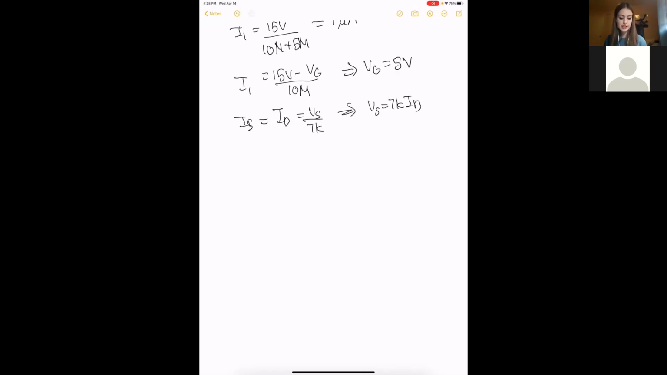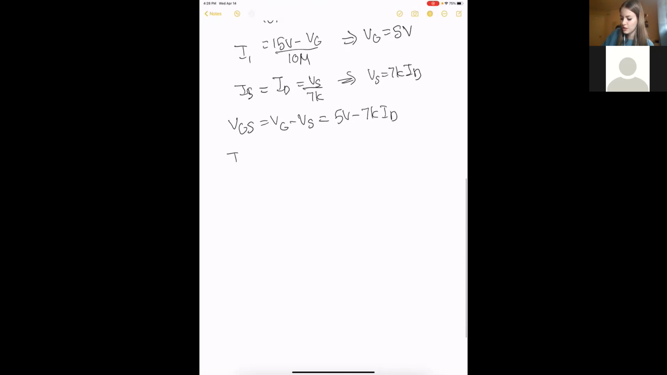Okay, so now we're writing our first equation for VGS, because we can't actually find the value of it yet. So we have VG minus VS, where VG is 5 volts and VS is 7K ID. And now we're moving on to ID.